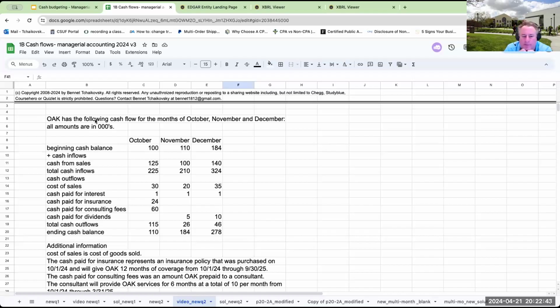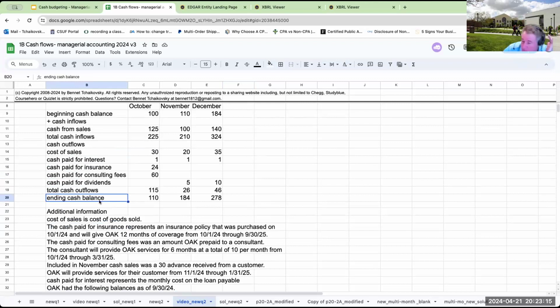So we have over here Oakland International Airport has the following cash flow for the months of October, November, and December. All amounts are in thousands. We have cash inflows, cash from sales, total cash inflows. We have cash outflows: cost of sales, cash paid for interest, cash paid for insurance, cash paid for consulting fees, cash paid for dividends, total cash outflows, ending cash balance. And we've got some additional information. Cost of sales is cost of goods sold.